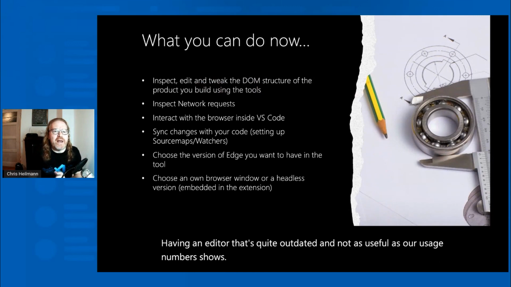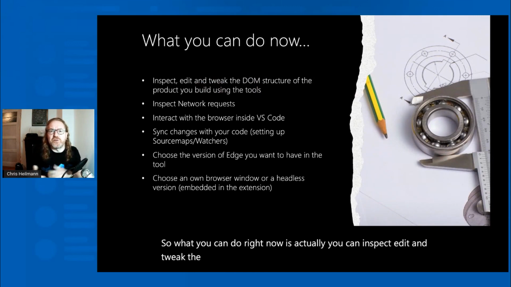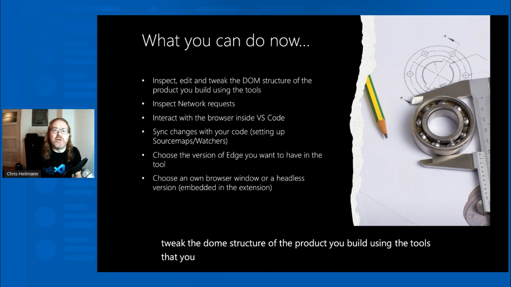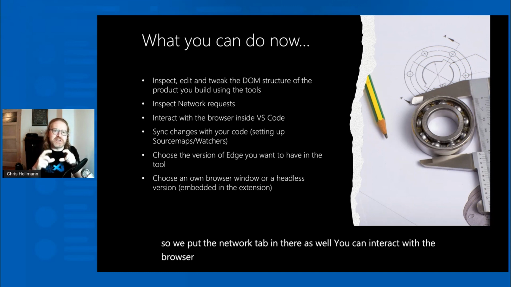So what you can do right now is actually you can inspect, edit, and tweak the DOM structure of the product you build using the tools that you're used to from the browser. You can inspect network requests, so we put the network tab in there as well. You can interact with the browser inside VS Code. So this is not a stream or a cast or a video. This is actually a full browser.